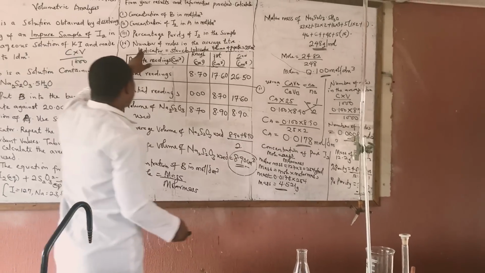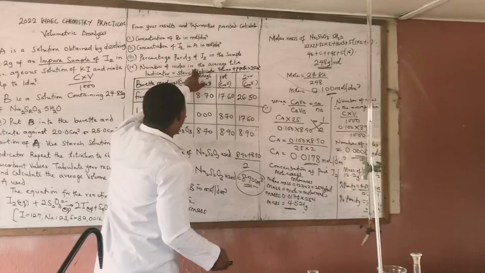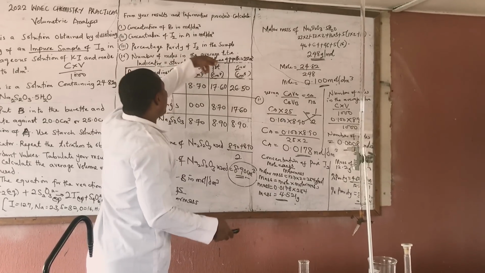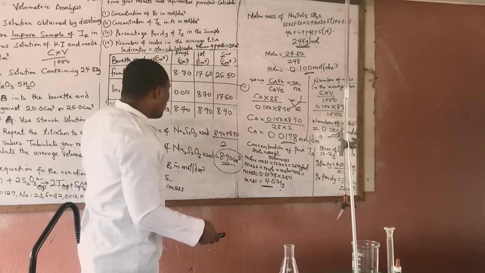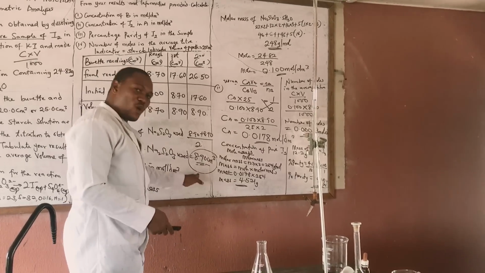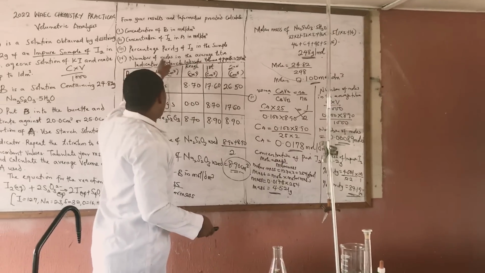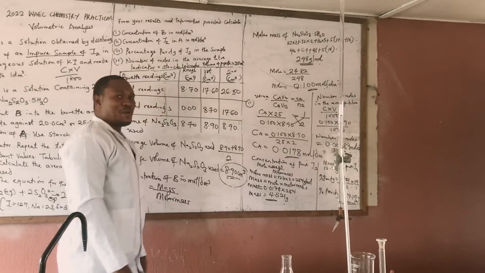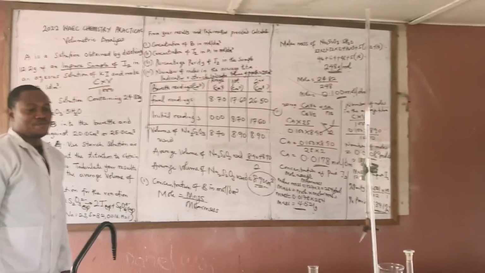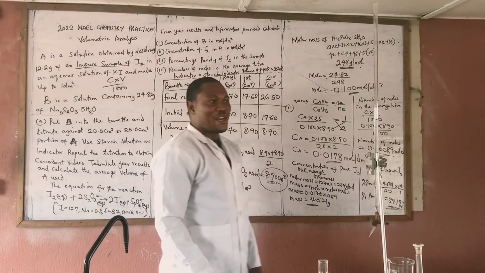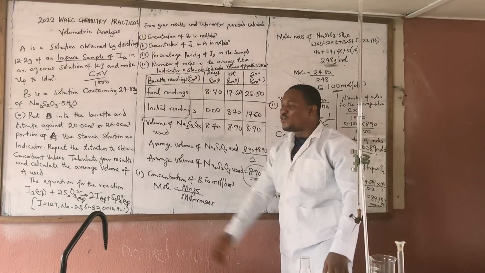Let's take for example they specify number of moles in 500 centimeter cube of the average titer. So they are not asking you to use this one again because they have specified the volume in the question. But this one, yes, a number of moles in the average titer. What's our average titer? 8.90. And that's all. So very, very important. Just go through all this.